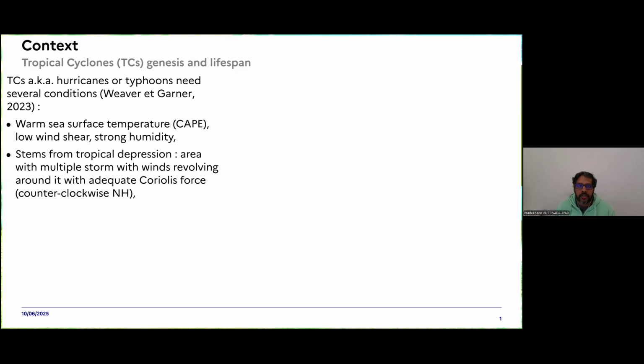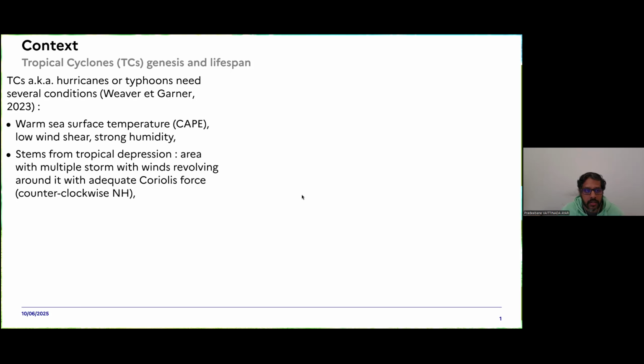Just a few words of context about the tropical cyclones. You need several conditions to have a TC genesis. It's tropical cyclone genesis, sorry. First we need warm sea surface temperature, convective available potential energy, low wind shear, and strong humidity. So these are the basic conditions for a tropical cyclone.